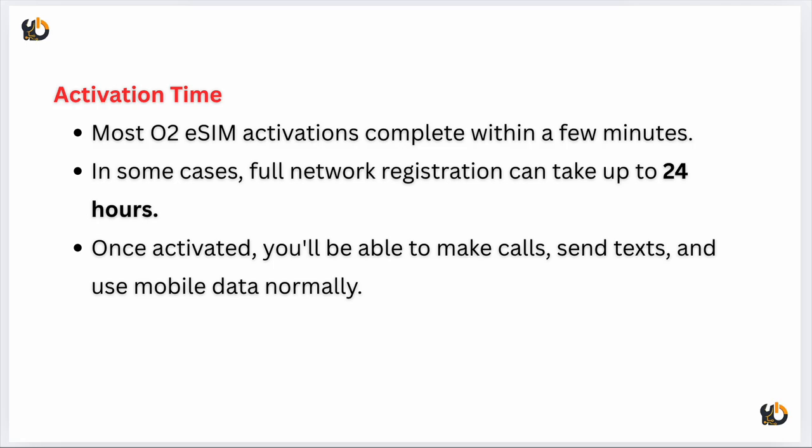Then the activation time. Most O2 eSIM activations complete within a few minutes. In some cases, full network registration can take up to 24 hours. Once activated, you will be able to make calls, send texts and use mobile data normally.